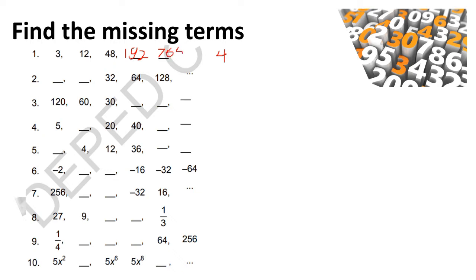So that is the 2 missing terms. So we have the sequence 3, 12, 48, 192, and 768. Okay. Let's proceed with number 2.